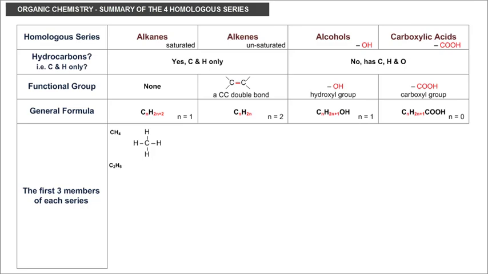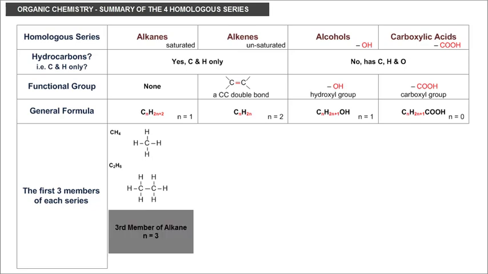Its structural formula with 2 carbon atoms, single bond between carbon atoms, the rest of the bond requirement should be filled by hydrogen. Remember that carbon needs 4 bonds and hydrogen needs 1 bond, and with that the requirements are met and tallies with the molecular formula. Similarly, for the third member of alkane, n equals 3, and the molecular formula is C3H8. For its structural formula, it has 3 carbon atoms, single bond between carbon atoms, and the rest of the bond requirements should be filled by hydrogen.